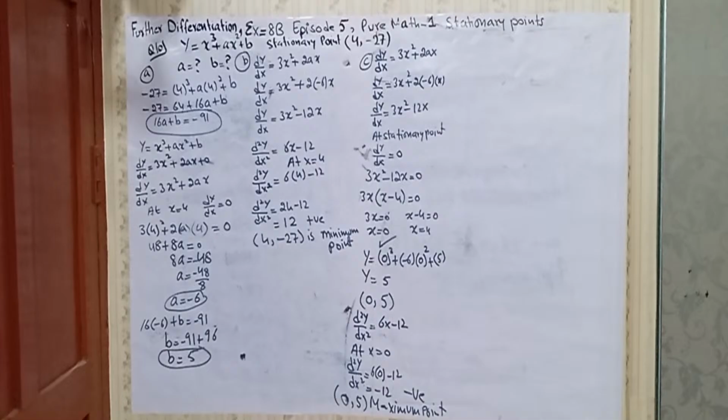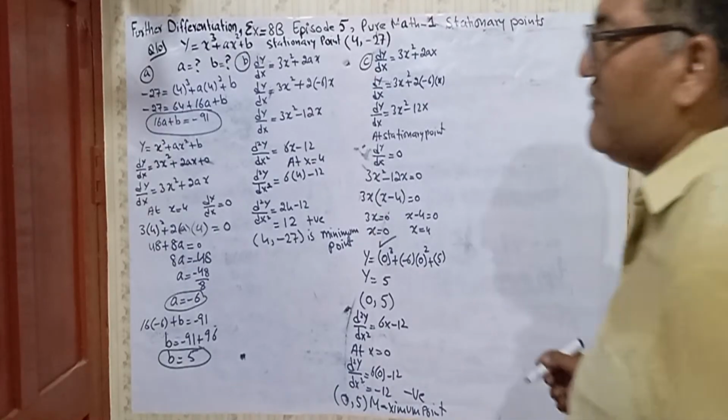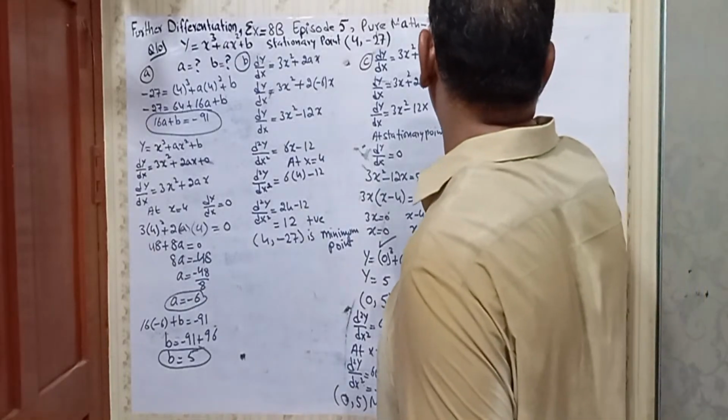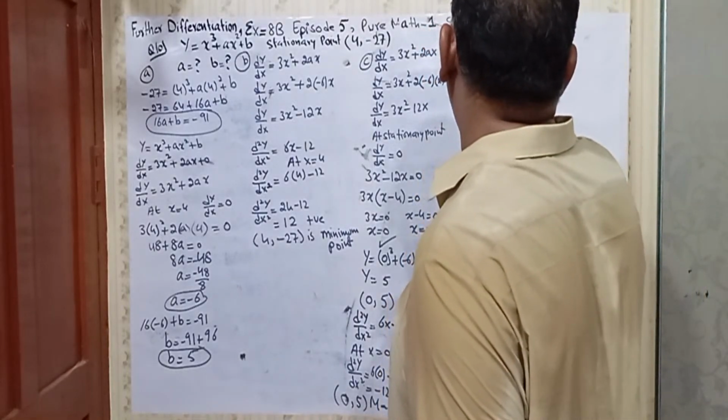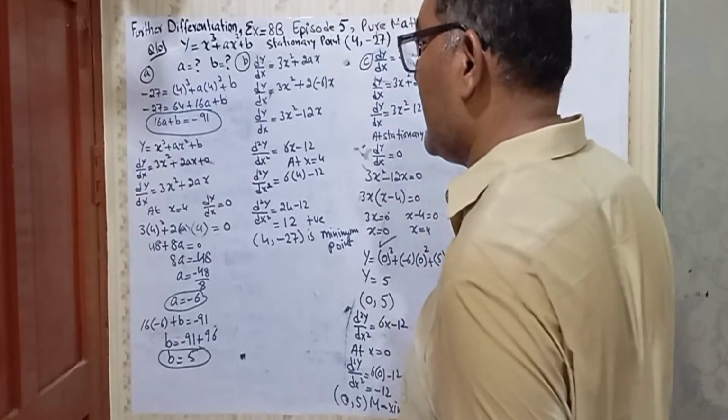Okay, then here we have the D part of this question. In the D part of question number 10 of exercise 8B from the course book of Pure Mathematics 1, we are asked to find the coordinates of the point on the curve where the gradient is minimum and state the value of the minimum gradient. The gradient is represented by dy by dx.